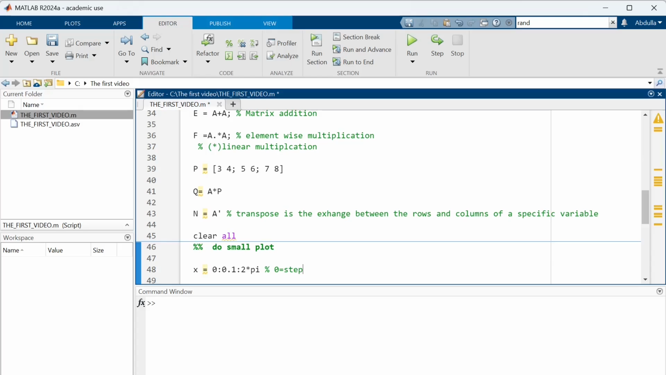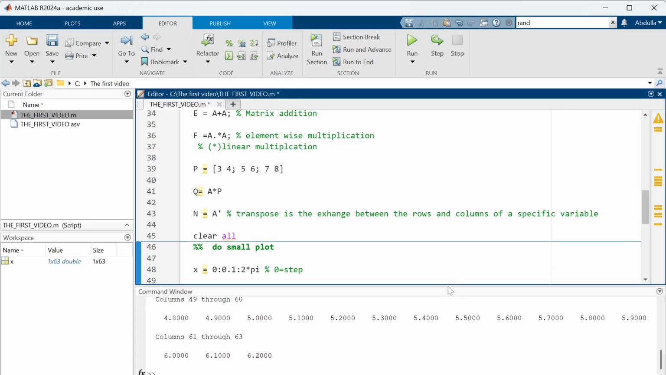So this is the x-axis. We are telling Matlab that I want my x-axis to start with 0, and we're going to end at 2 pi. Okay, 2 pi is the end, and 0.1 is the step. Okay, let's try to run it.